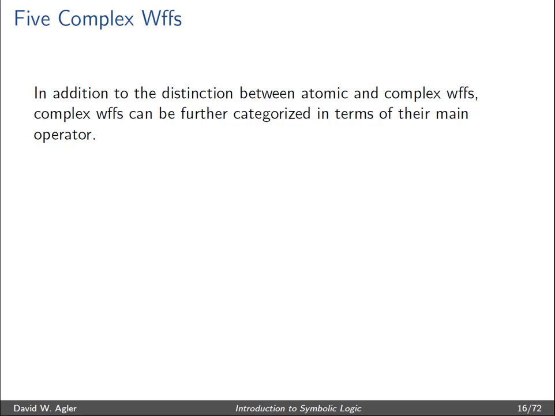So first off, in an earlier video, I talked about a distinction between an atomic well-formed formula and a complex well-formed formula. This distinction was that an atomic well-formed formula is a single propositional letter, whereas a complex well-formed formula is any well-formed formula with at least one truth functional operator. Now, these complex well-formed formulas can be further classified according to their main operator, that is, the operator with the most scope. And so, a well-formed formula with a negation as the main operator is a negated wff.